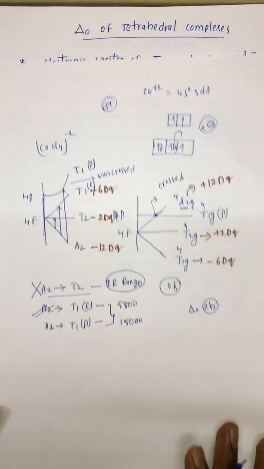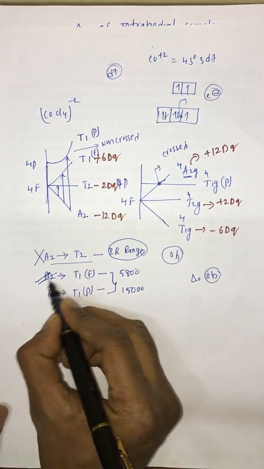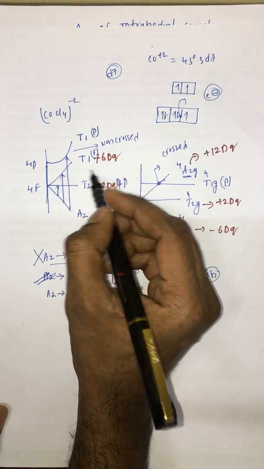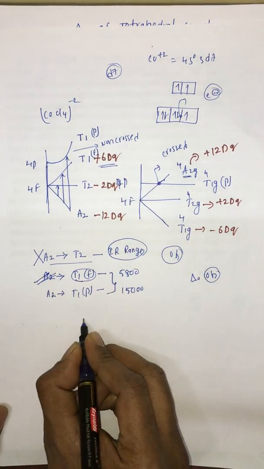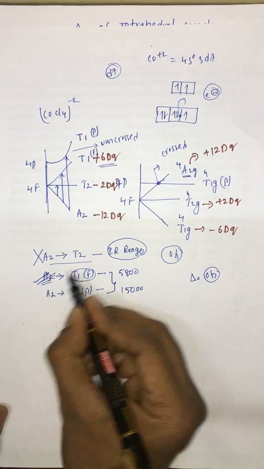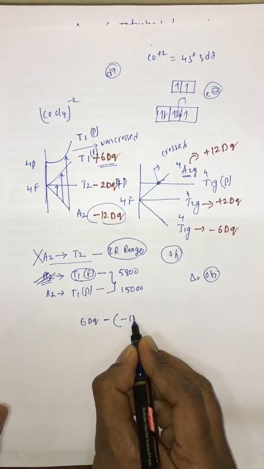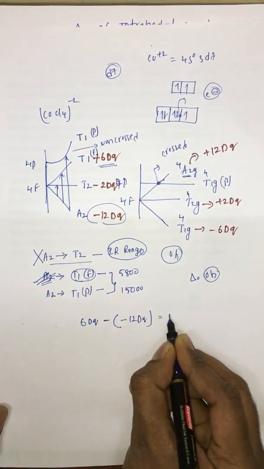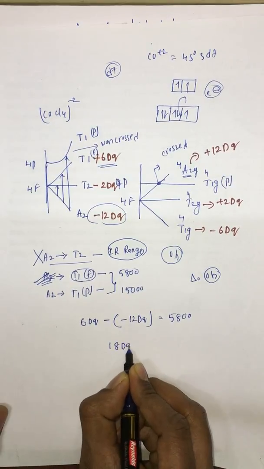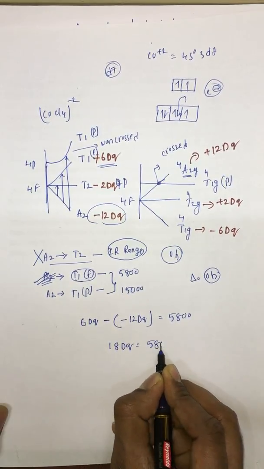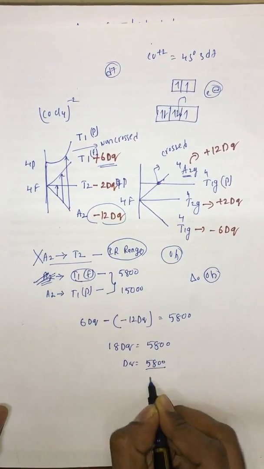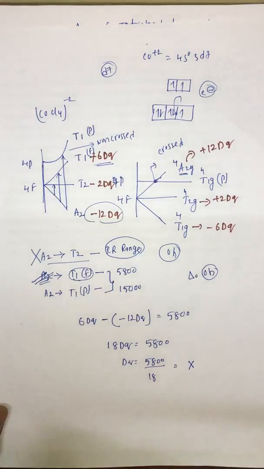Now we are taking this transition. So the energy of T1F is how much? This is 6 dq, minus the energy of A2, minus 12 dq, equals 5800. So this will be 18 dq equals 5800. So dq will be 5800 by 18. Imagine that some x will come as the answer.